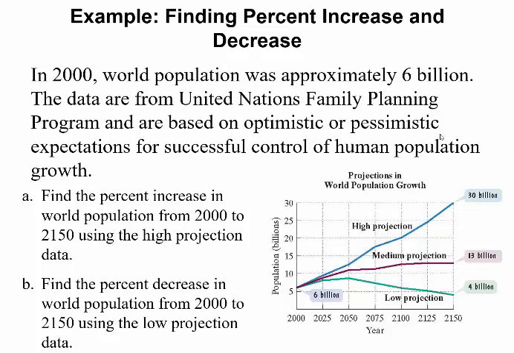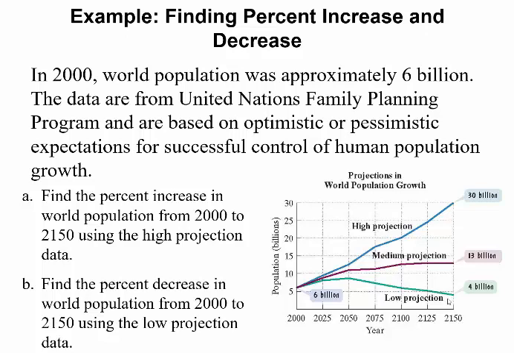So what we have here, in the year 2000, according to this United Nations Family Plan, is that the world population was 6 billion. And what they're attempting to do is to show the projections of the world population with different types of expectations. So here's the high expectation. By 2150, supposed to be 30 billion people. The medium projection by 2150, it's 13 billion people. And the low projection here is that by 2150, the population will decrease.